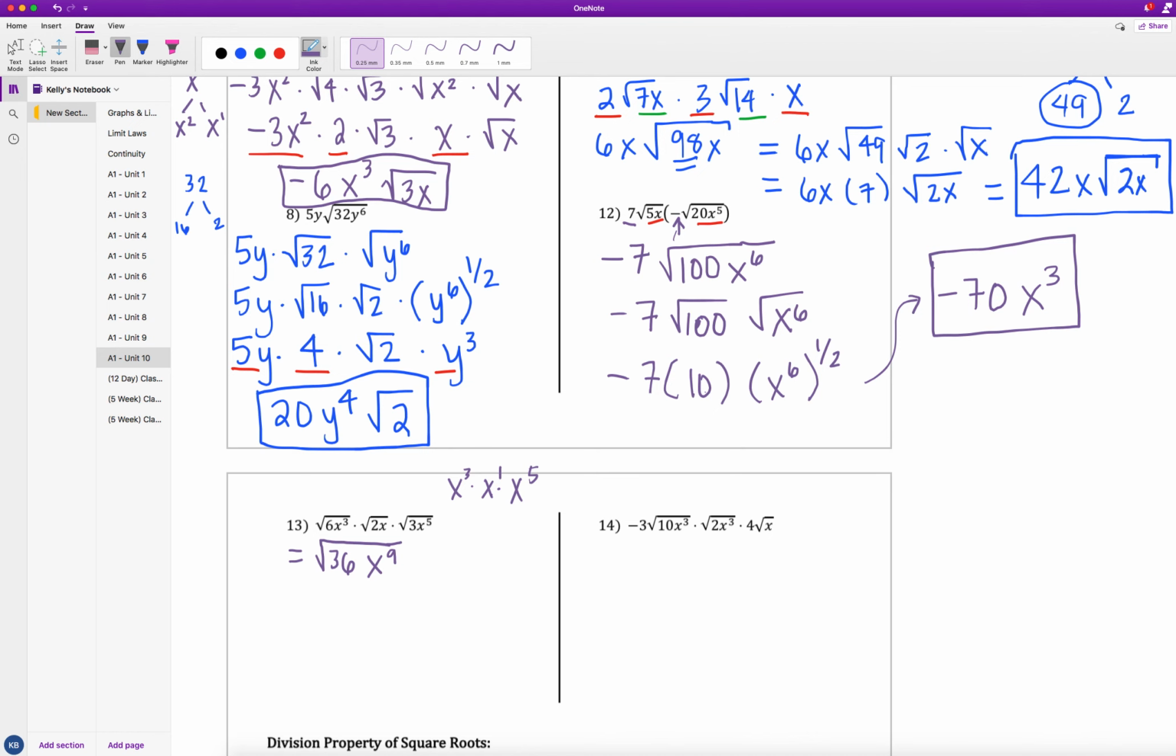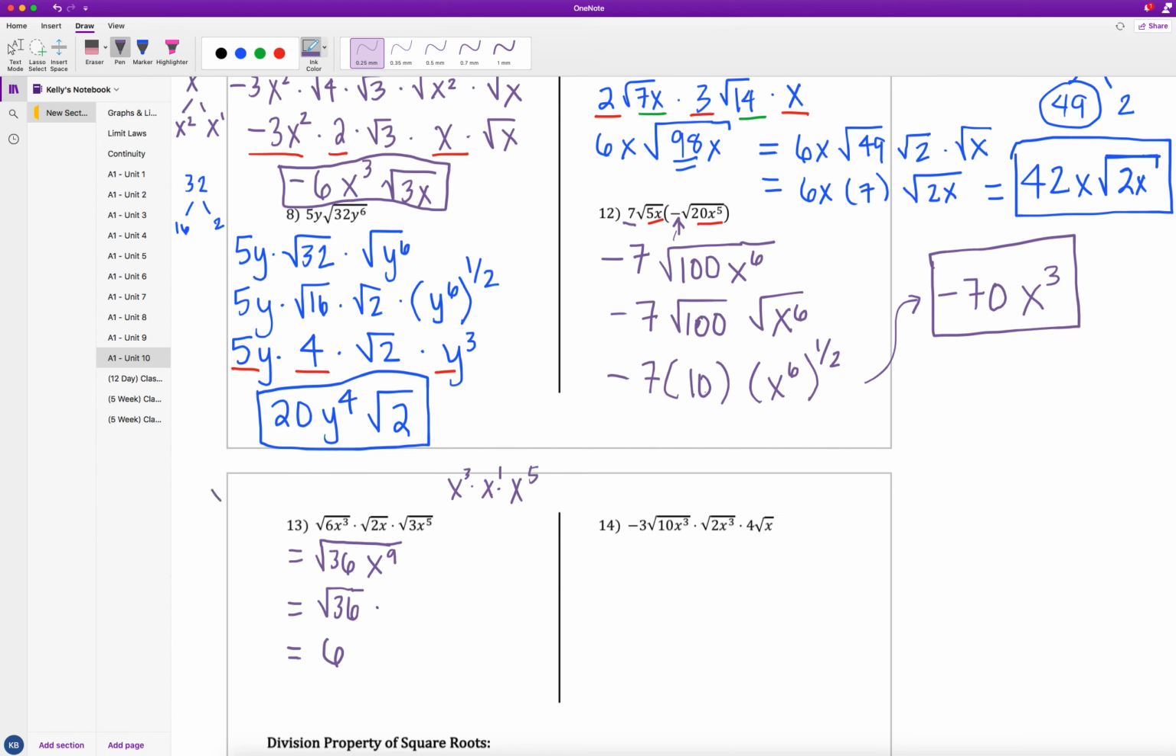Why don't you guys pause the video and finish off simplifying example 13 because we can simplify this further. So to simplify this further, 36 is a perfect square, and so the square root of 36 will end up giving us 6, and then the x to the 9th piece.